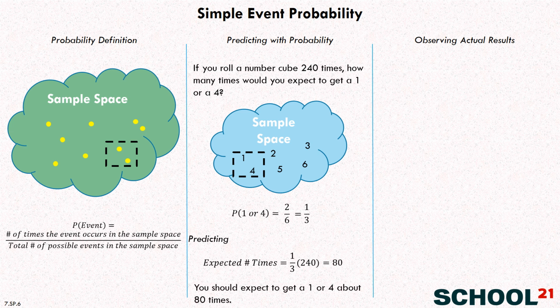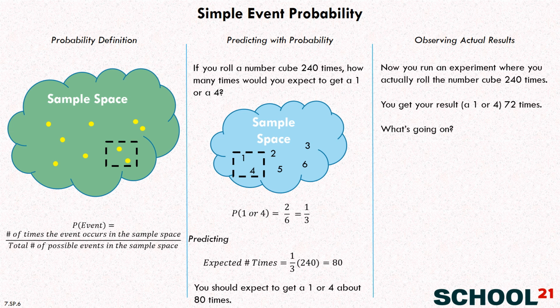And so we can make a statement here. You should expect to get a 1 or a 4 about 80 times. Now, why did I write the word about there? Well, probability is only telling you what's probably going to happen. It doesn't always tell you exactly what's going to happen, as we'll see in just a moment as we look at some actual results.